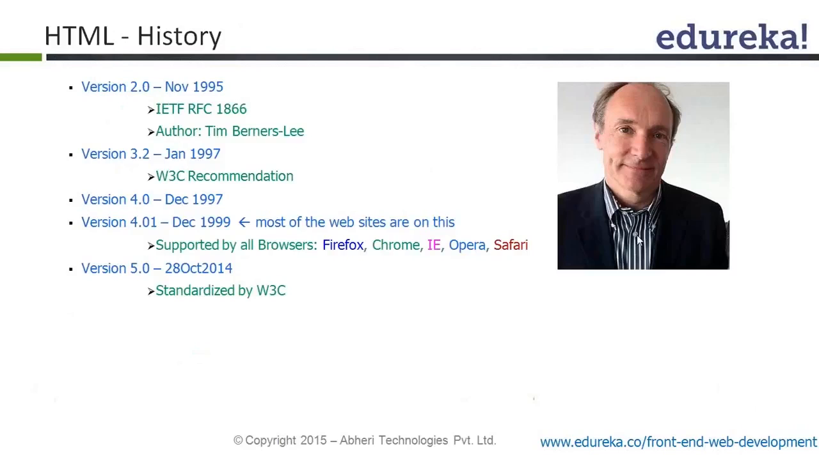In HTML, those hyperlinks are called anchors. Anchors are defined using A tags. We'll come to that later. So he came up with World Wide Web way back in 1995. That's when he created the first World Wide Web using HTML version 2.0, and that later became a standard called IETF RFC 1866. So IETF, I'll show you IETF.